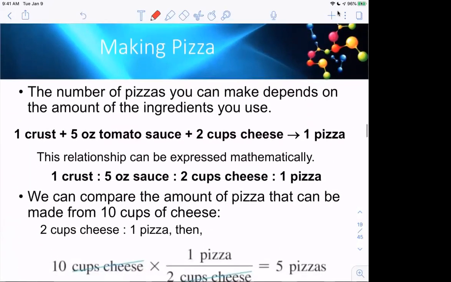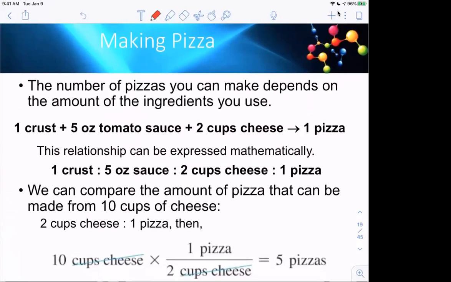Same slide. So let's look at a recipe. What if I thought about making pizza? The number of pizzas I can make depends on the amount of the ingredients you use. Let's say I have a pizza recipe that says for every 1 crust, I need 5 ounces of tomato sauce and 2 cups of cheese. And then I get 1 pizza. So I can express this as ratios: 1 crust to 5 ounces of sauce to 2 cups of cheese to 1 pizza.